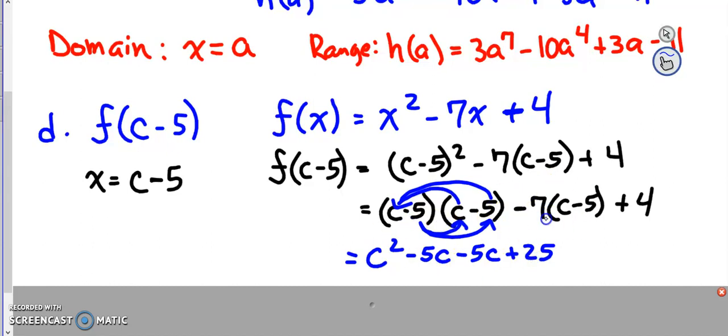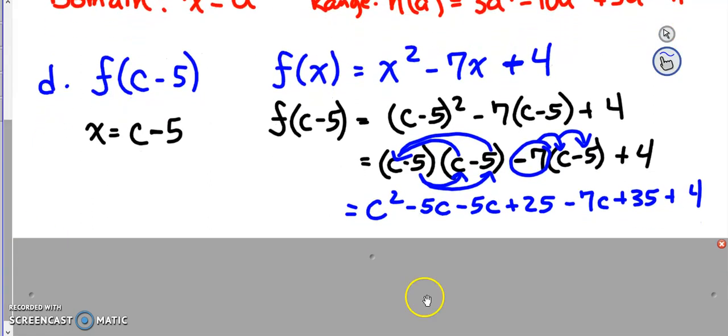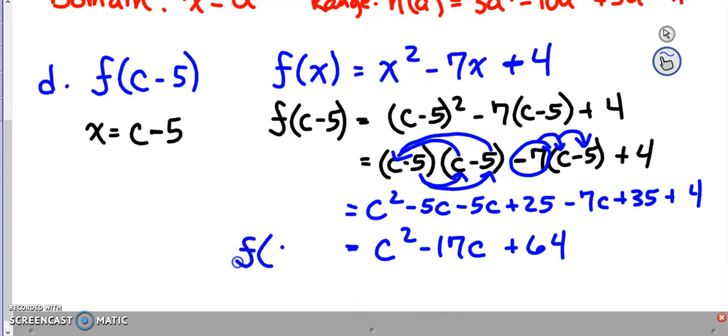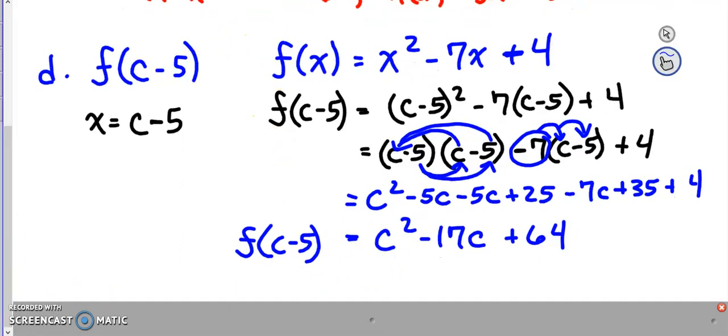Okay, and now finishing this up, I'm going to go ahead and take the negative 7, distribute that too. So we have negative 7c plus 35, and then plus 4. And then we combine like terms and all that great stuff, and then we're done. So when we finish everything, we should get c squared minus 17c plus 64. And again, that is f of c minus 5. So simple and easy, not hard. We got this. We know how to do this, right?